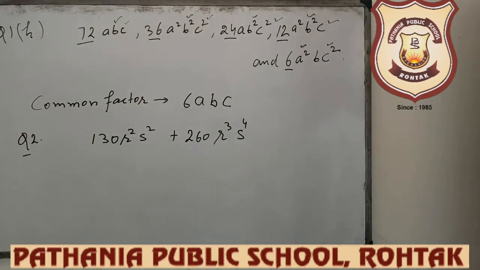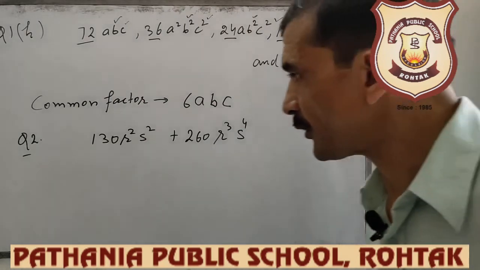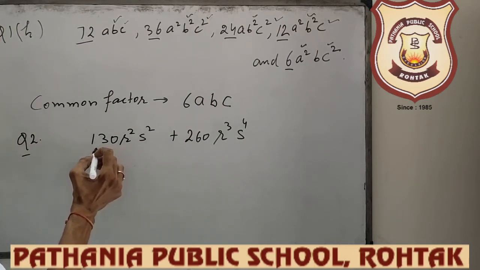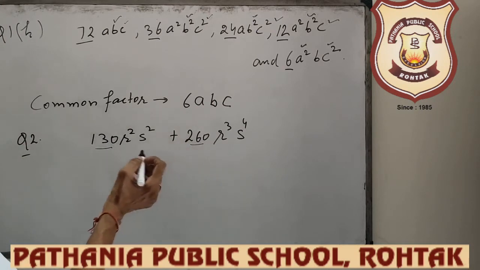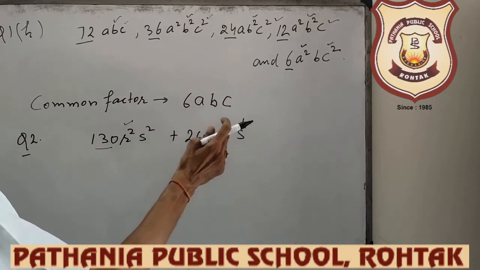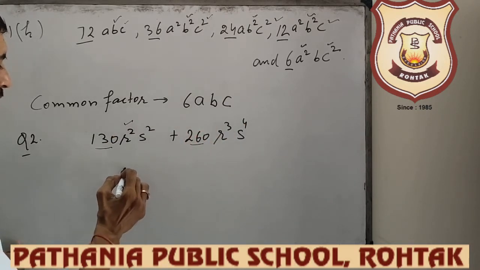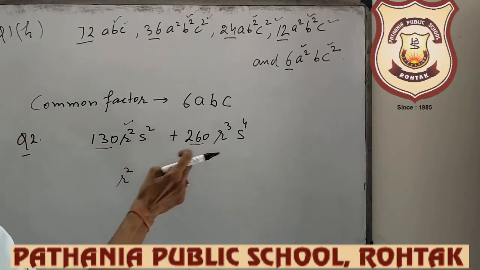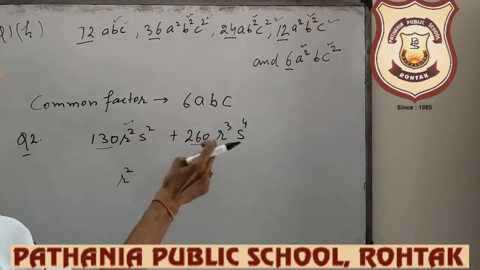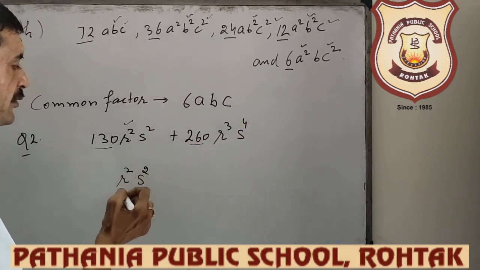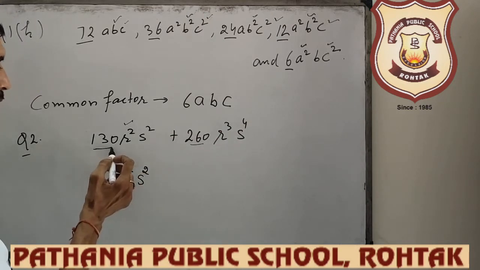So in this, what we have to do is first find the common factor and write it in front. Just like I am taking the number after some time, first I am taking the variable r raised to the power 2. This is r raised to the power 3. So r raised to the power 2 is common because the minimum power of r is 2. Now s raised to the power 2 and this one is s raised to the power 4. So s raised to the power 2 is common. Now what is the common factor from the numbers?